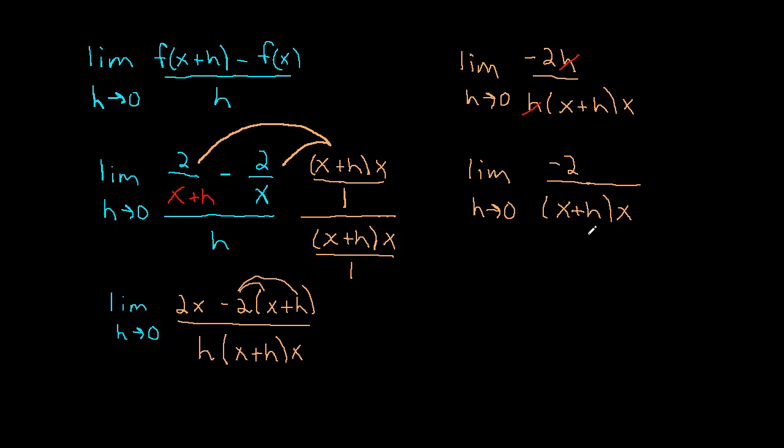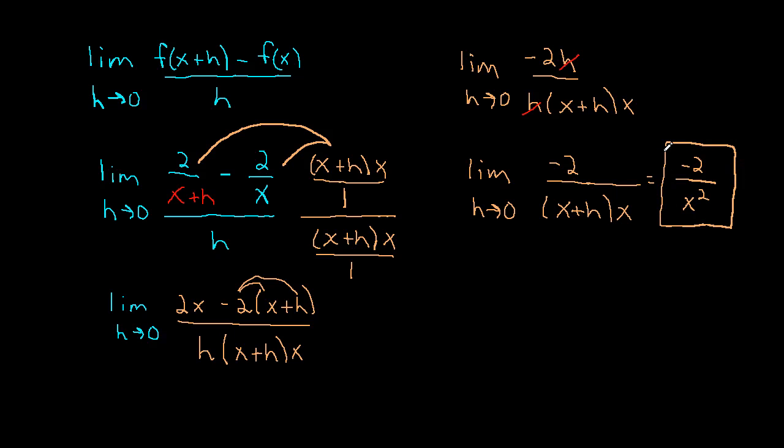Okay, so now it looks like we're all ready to use direct substitution to evaluate this limit. Let's go ahead and substitute 0 here, and in the numerator I just get a negative 2, and in the denominator this is just 0, so x times x is an x squared.